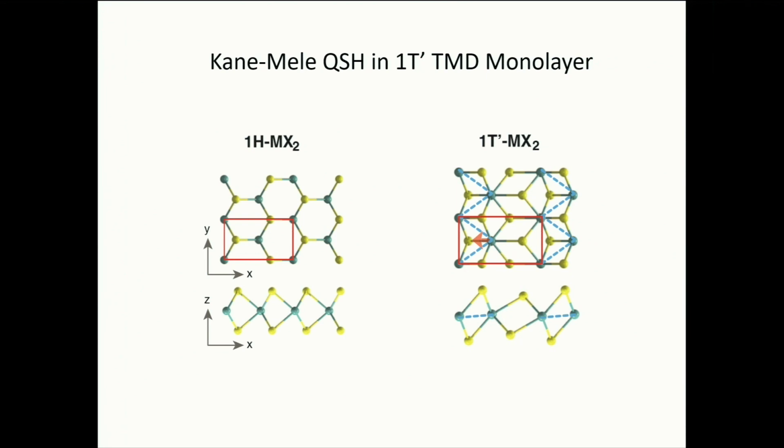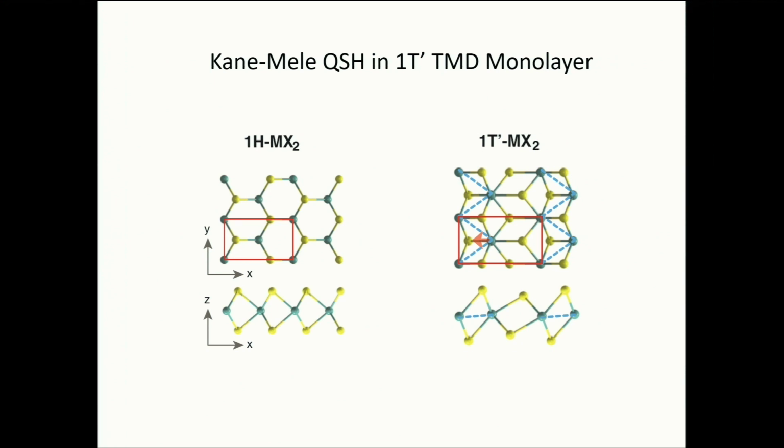So this type of structure are large gap semiconductors. They are not topological, at least not by itself. There are a lot of beautiful optical studies, and Feng probably will talk about it in the next lecture. So here I'm focusing on a different structure, the so-called 1T prime structure.